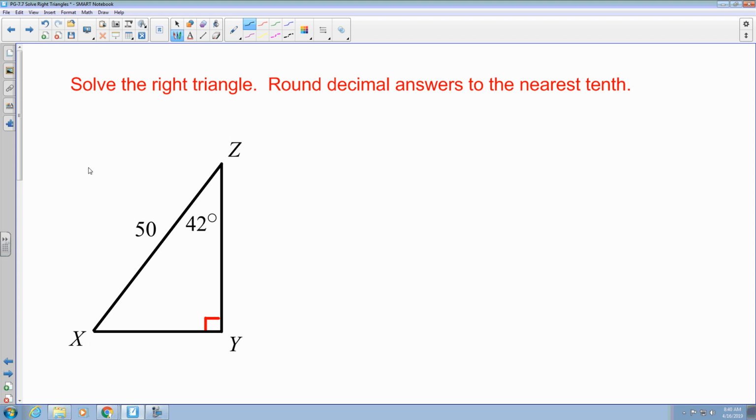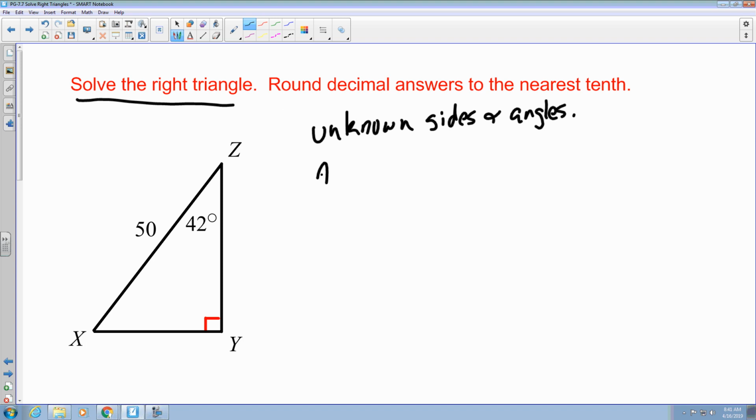In this case, they're asking us to solve the right triangle, and they want us to round decimals to the nearest tenth. When they're asking you to solve a right triangle, they're asking you to find all unknowns that we have. So what don't we know? Unknown sides and angles.